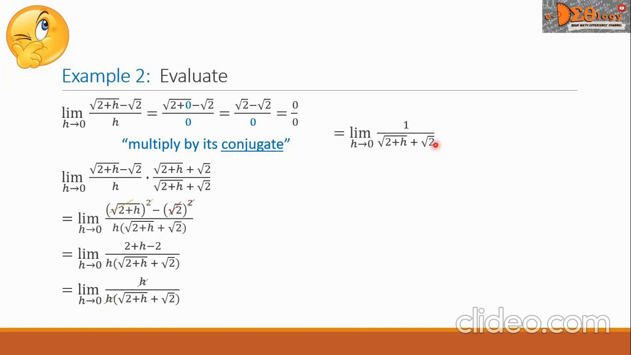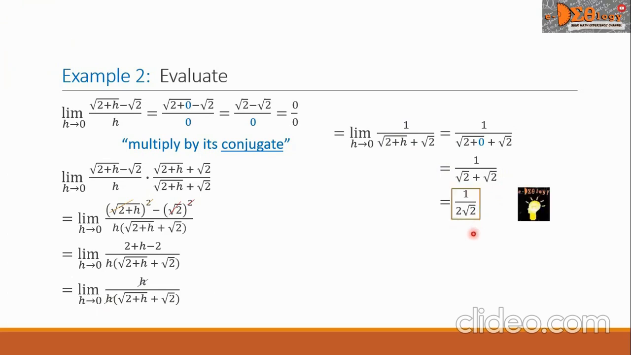This time, let us evaluate our function by substituting 0 for h. So we have 1 over the square root of 2 plus 0 plus the square root of 2. And we can simplify this into 1 over the square root of 2 plus the square root of 2. And our quotient will be 1 over 2 square root of 2. This is our final answer.